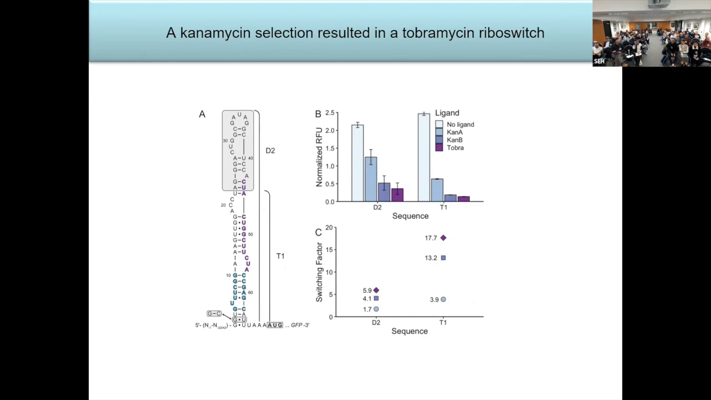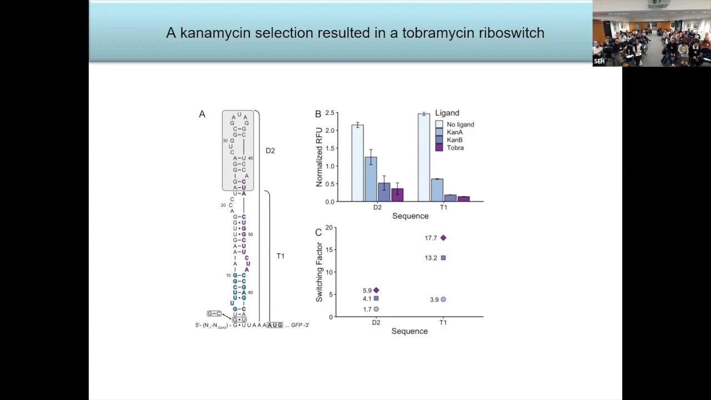We shortened it. First we deleted this head part. This resulted in T1 that regulated much better. And then to our surprise, we could switch this riboswitch not only with kanamycin, but also with tobramycin. And it worked much better with tobramycin than with kanamycin. You can see here, tobramycin is the dark color, and here you have a really nice regulation of gene expression. You can switch it with KanR, KanB, and tobramycin.